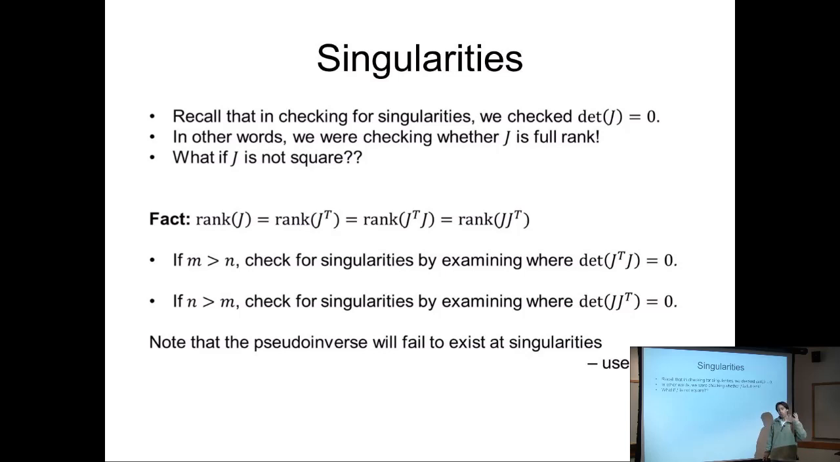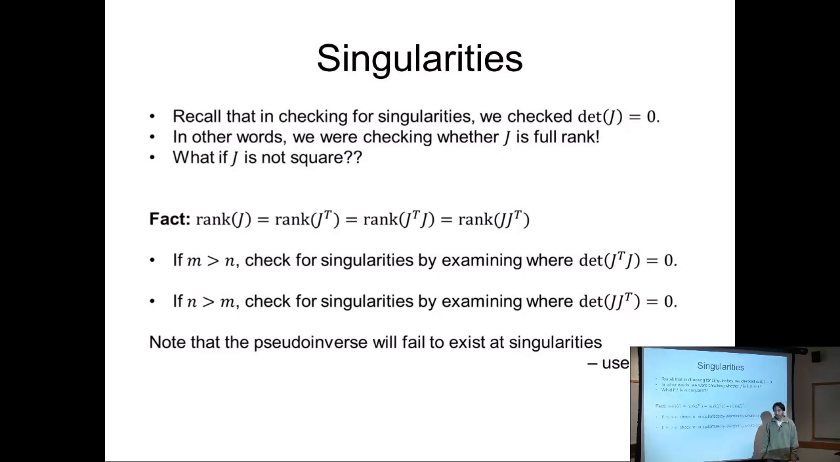And we had this rank question in mind because now we want to consider the question, what happens when the Jacobian is non-square? Now I remind you that we have this relationship amongst ranks where the rank of a matrix is equal to the rank of its transpose. In fact, the rank of a matrix is equal to the rank of the square of the matrix, either J transpose J or JJ transpose.